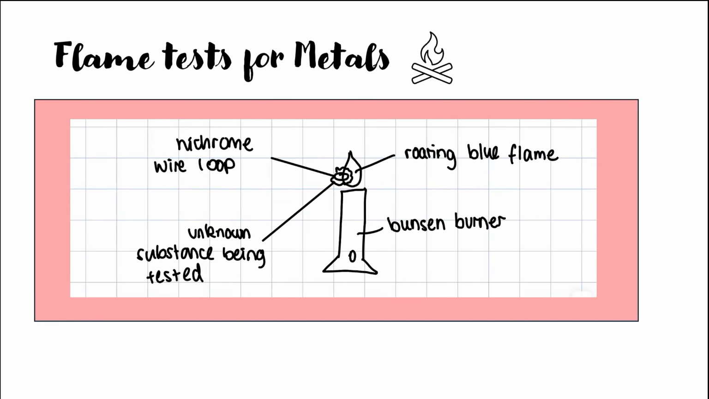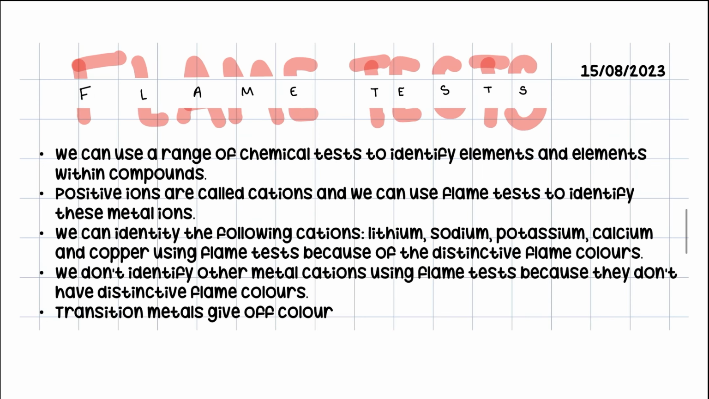Continuing with my GCSE Chemistry videos, I am doing a video on the flame test for metals, and it should be a very short one and summarise everything you need to know. So, we can use a range of chemical tests to identify elements and the elements within a compound.